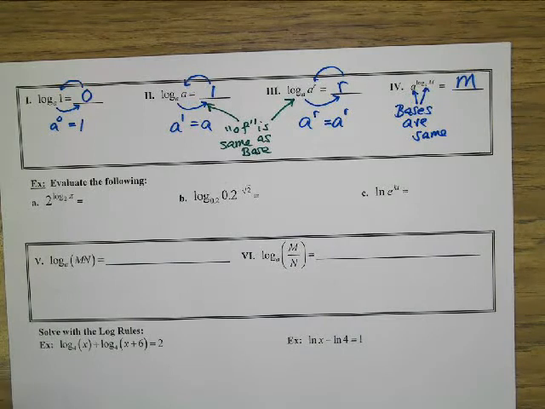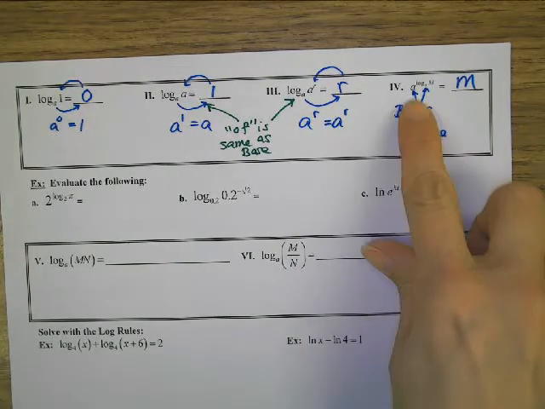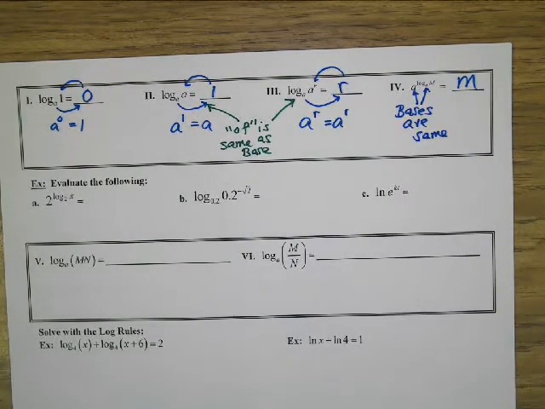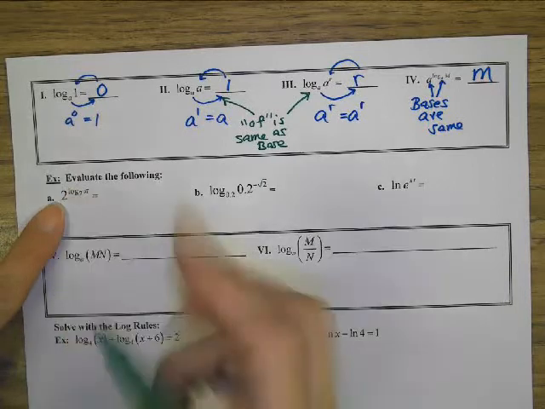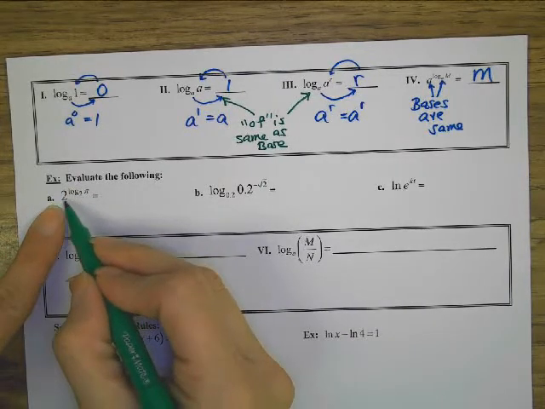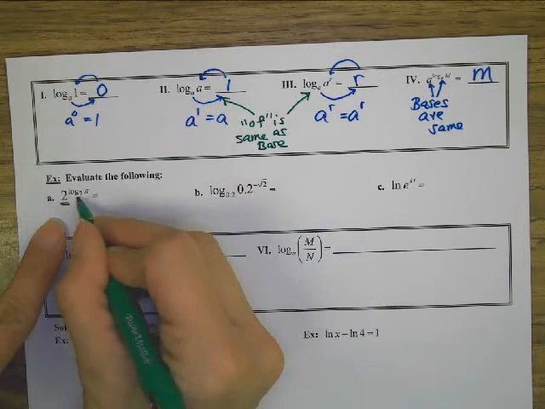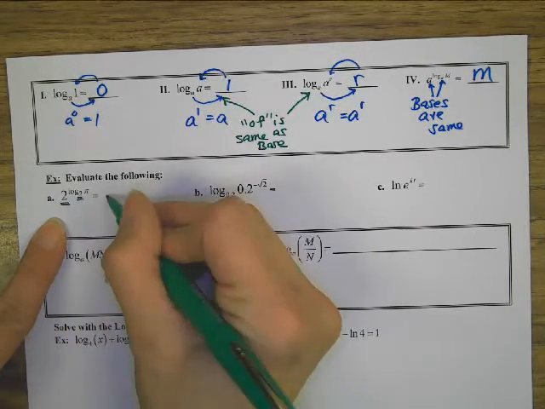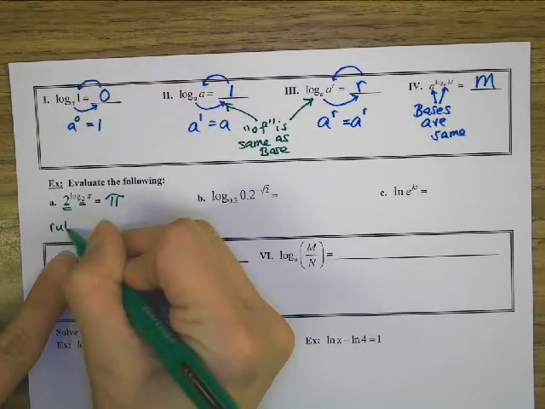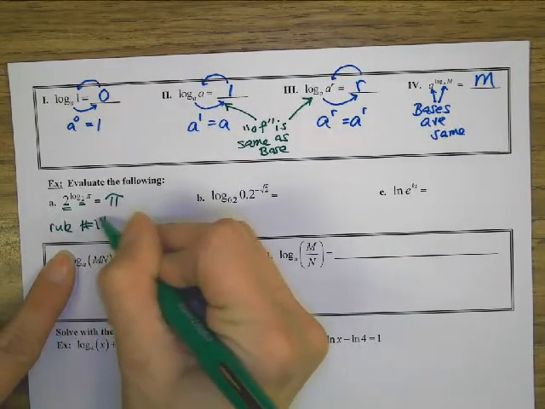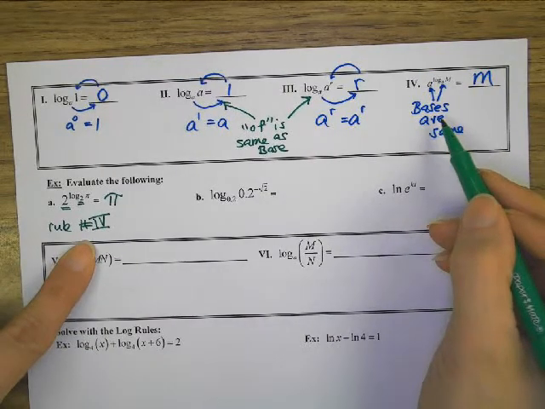All right, let's see if you can apply some of these. So this one right here, I'm noticing 2 to the power of log base 2. So that log is in the exponent, and I see a 2, and I see a 2, so the answer is pi. What we did is we used rule number 4. Now, you don't have to remember the number, but if you're studying your notes, you know how did you do that. I'm referencing that rule right there.